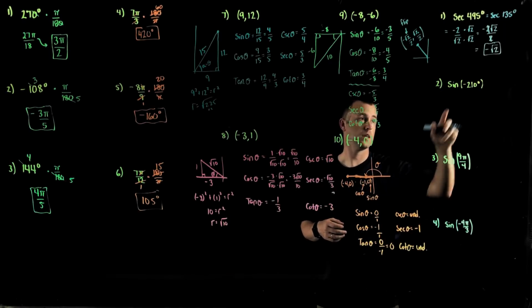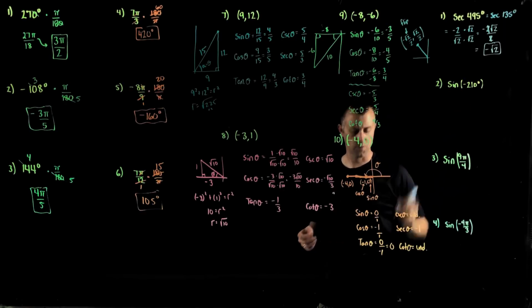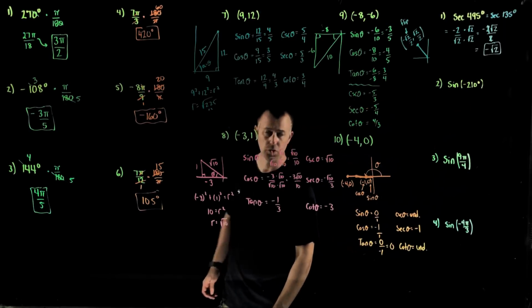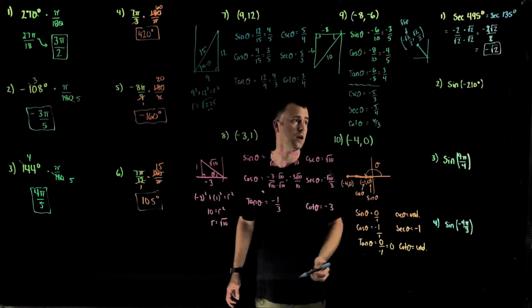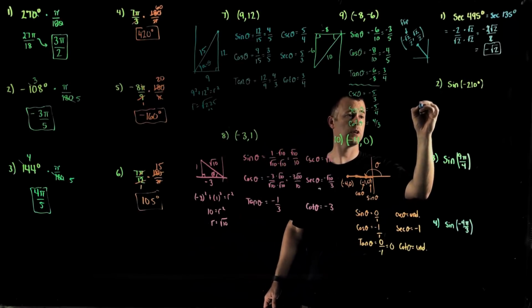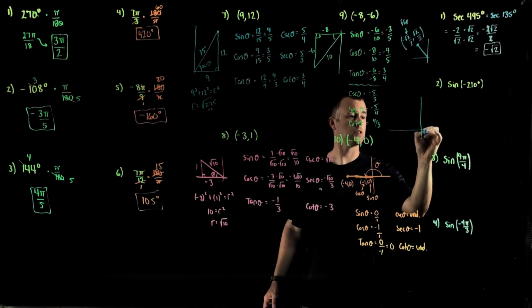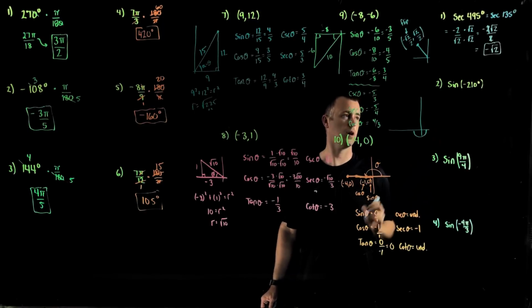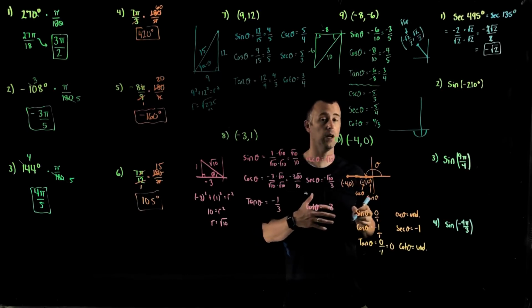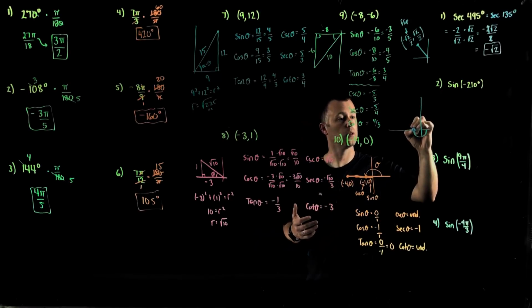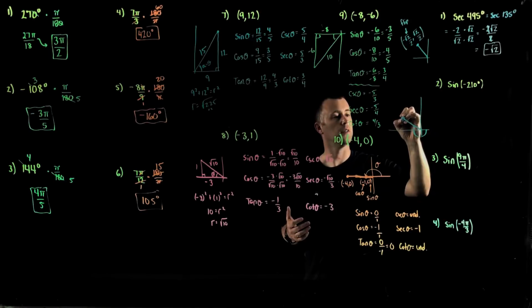Number 2, I'm going to take negative 210 degrees. Now you have to be aware when you do these that you're going clockwise. You're not going counterclockwise. So I know I'm going to be starting here, and once you get to 180, we're going 30 more degrees. So that puts me at this point.